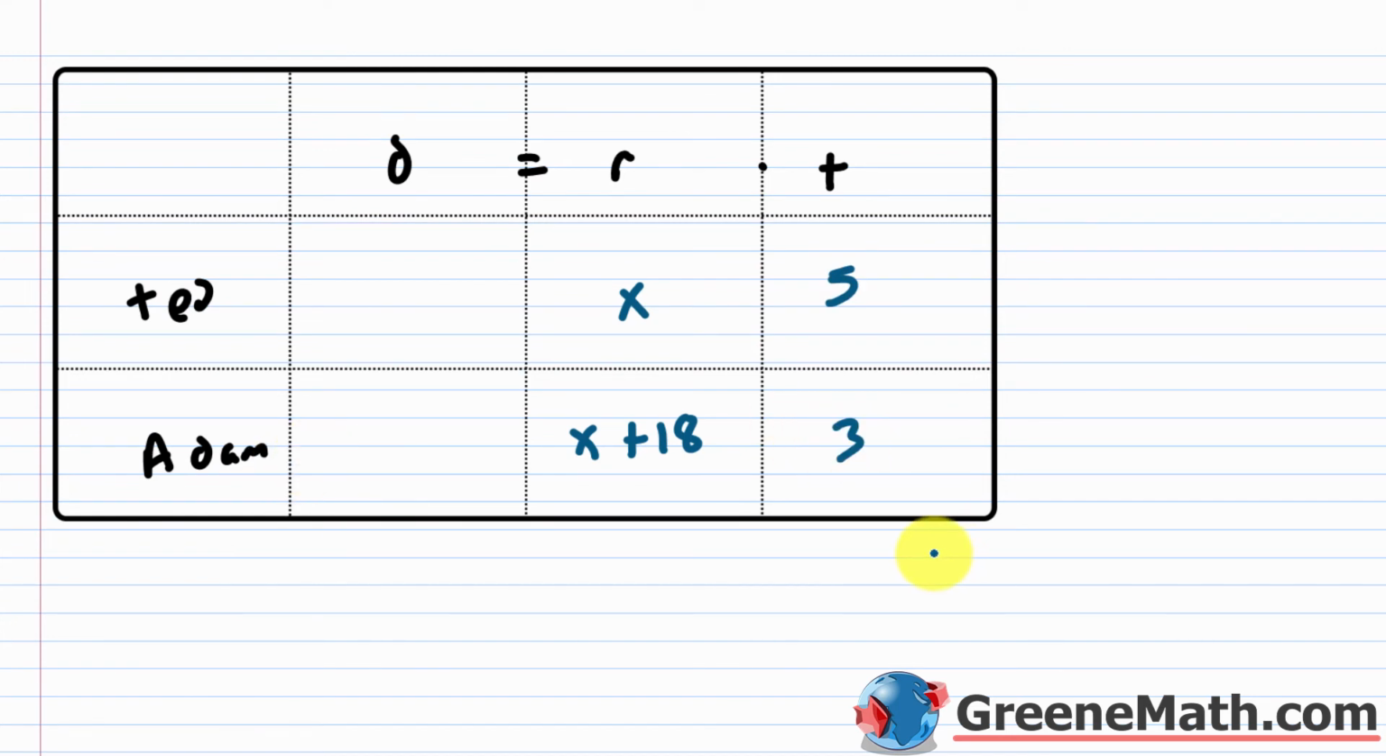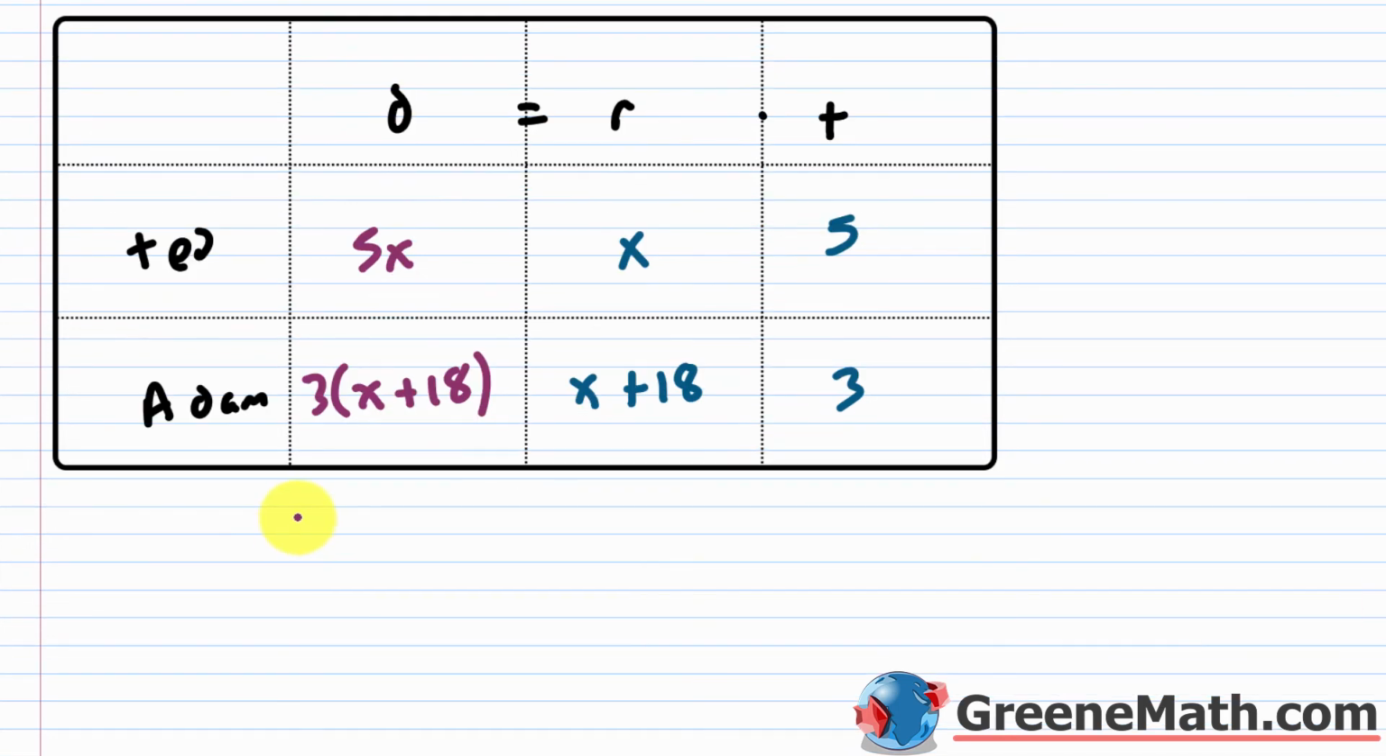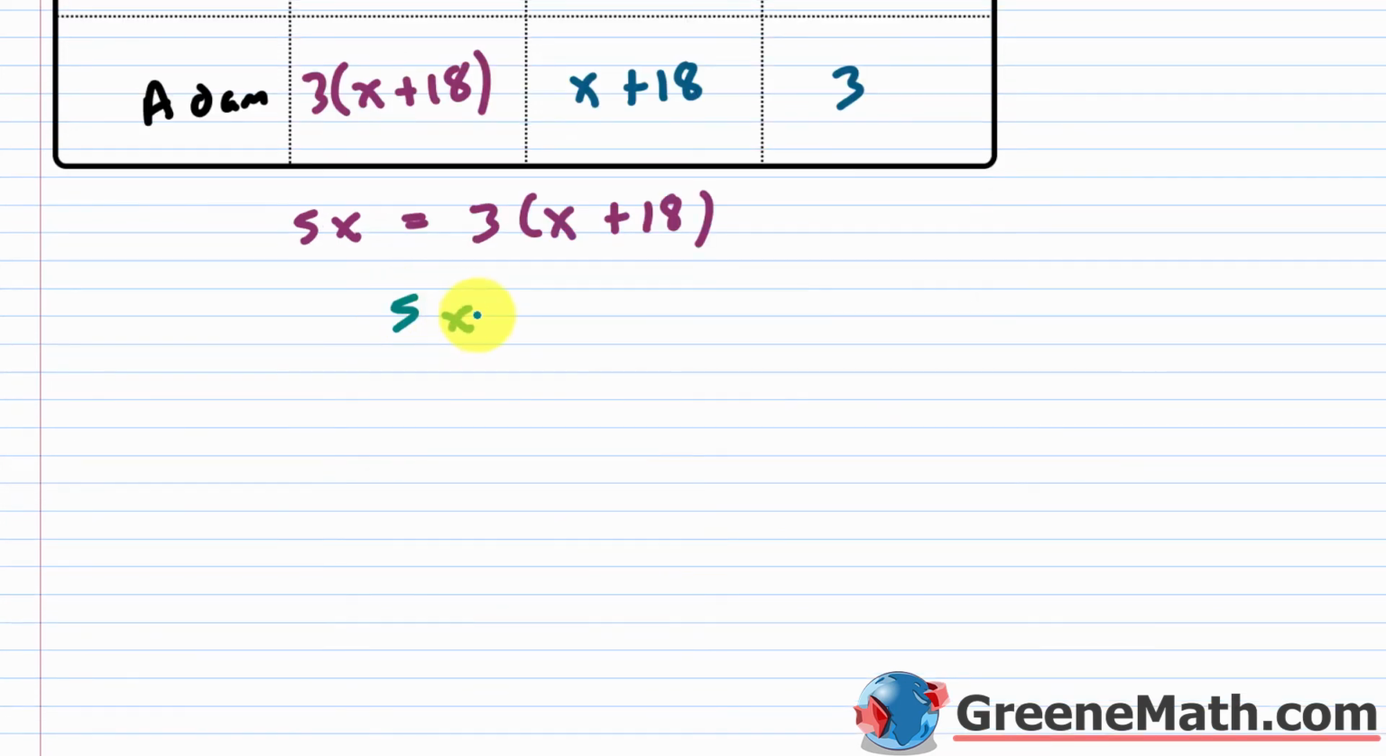Okay, for the distance, again, we're just going to multiply across. So 5 times X is 5X. And then you would have 3 times the quantity X plus 18. Again, because it's a caught up scenario, we're just going to set the two distances equal to each other. So I'm going to say that 5X is equal to 3 times the quantity X plus 18. So we'd have 5X is equal to 3X plus 3 times 18 is going to be 54.